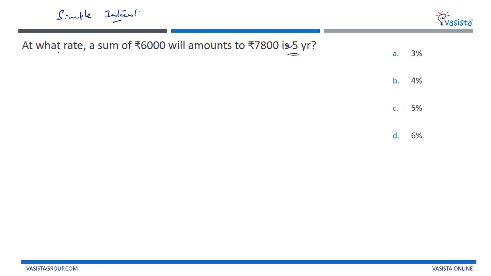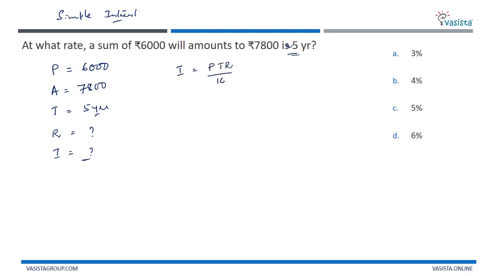Let us list out the data given. They have given the principal P is equal to 6,000, A, that is the amount, is 7,800, and the time is 5 years. What we need to find is the rate of interest. To find the rate of interest we need to know the interest also.